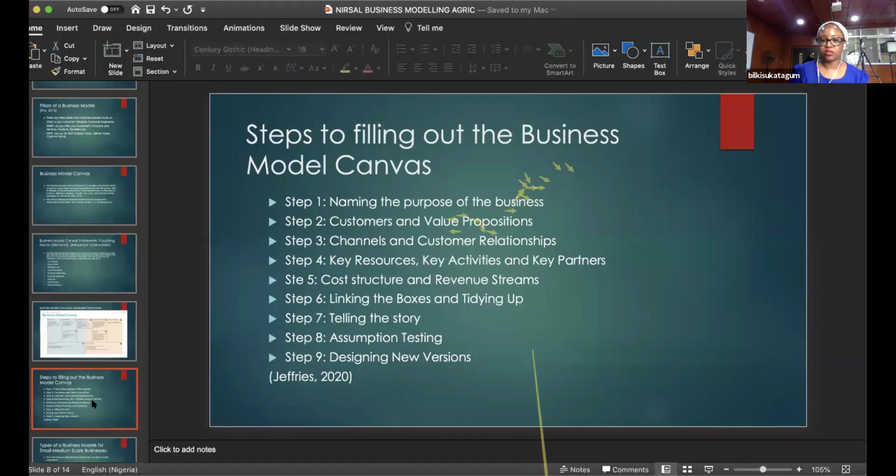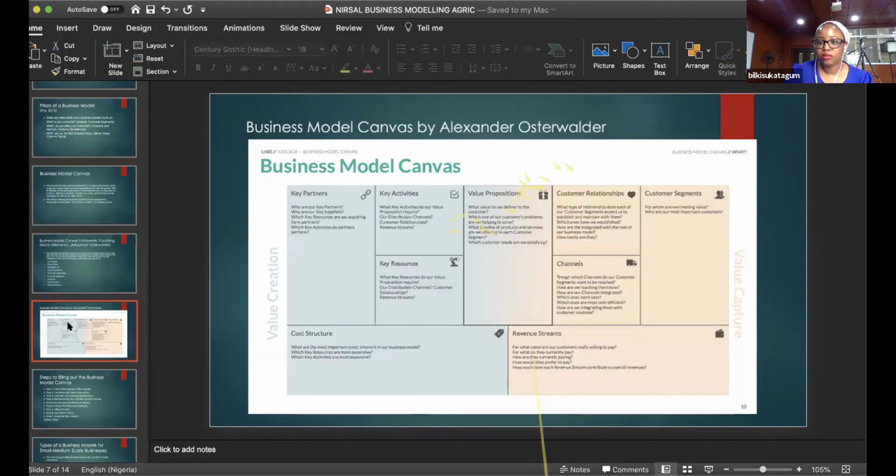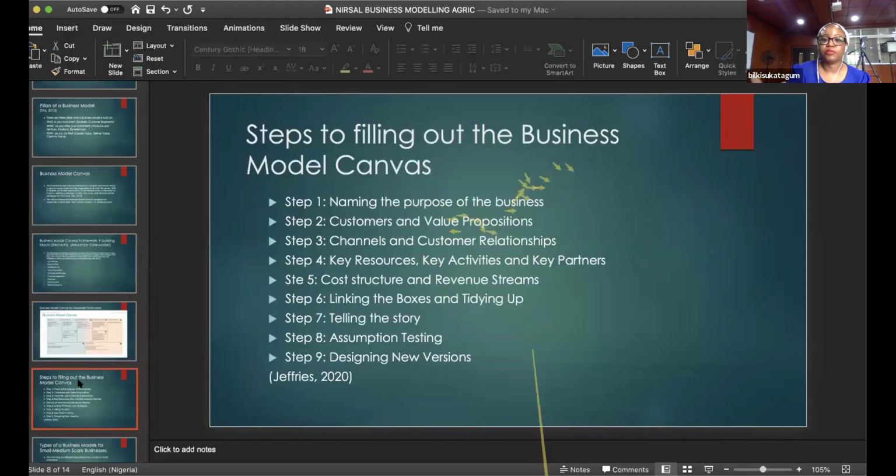So those are the channels. You need to state exactly what channels you're going to utilize and how much it will cost for you to use them. Now, customer relationships, as I discussed before: you state what customers will expect from you, what kind of relationships you have with them already.